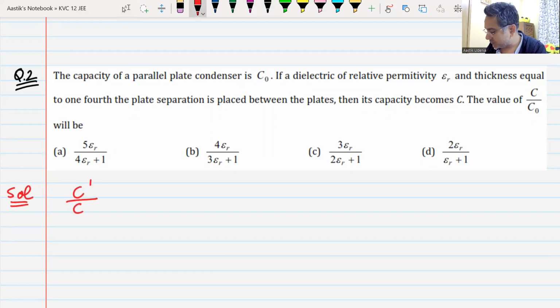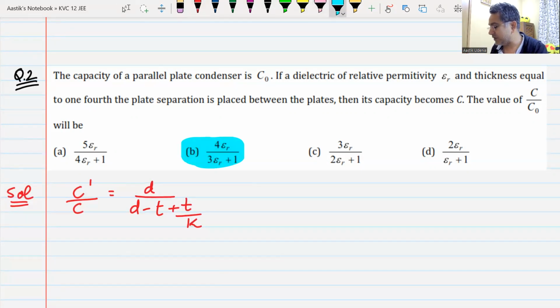Original by new will be equal to d upon d minus t plus t by k. You just have to put the values in this and you end up with the answer. And the answer I think will be 4 times k, epsilon naught will get cancelled, 4 times k upon 3 times k plus 1. That is the answer that you must get.